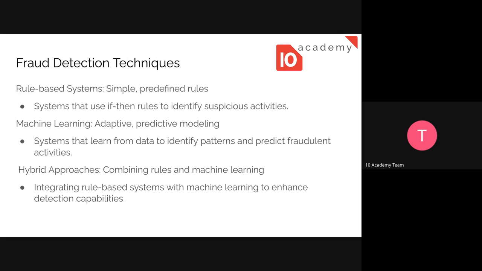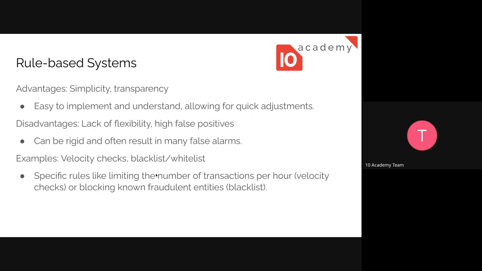A rule-based system, in more detail. Its advantages: simplicity, transparency, and ease of implementation and understanding, allowing for quick adjustment. Disadvantages: lack of flexibility and high false positives. It can be rigid and often results in many false alarms. For example, the first one is a velocity check.